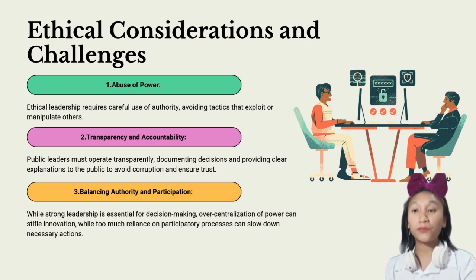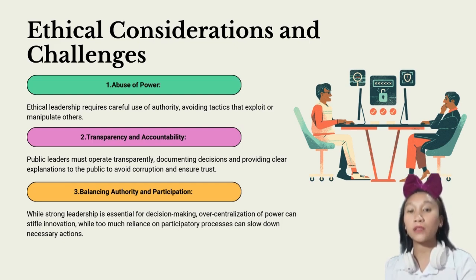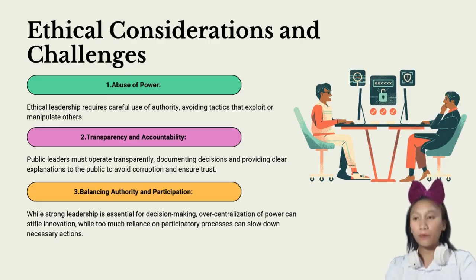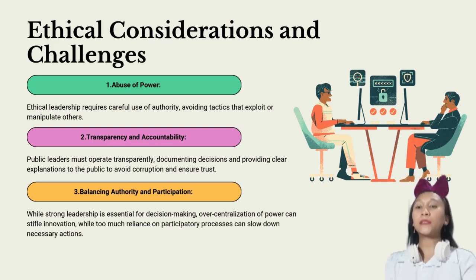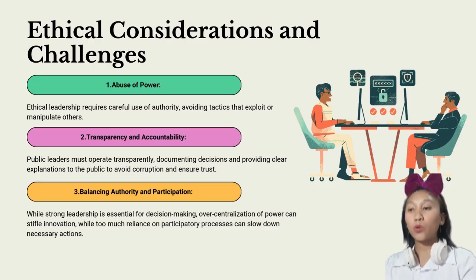Leaders must be mindful of how they wield power and influence to avoid, first, the abuse of power. Ethical leadership requires careful use of authority, avoiding tactics that exploit or manipulate others. And we have transparency and accountability, where public leaders must operate transparently, documenting decisions and providing clear explanation to the public to avoid corruption and ensure trust.